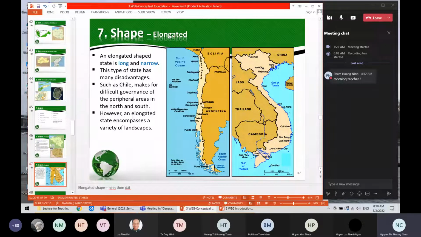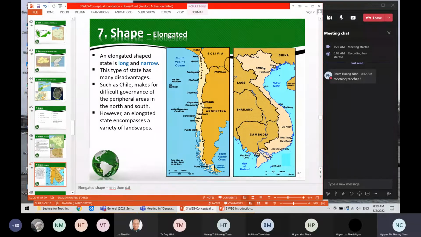Yeah, with elongate. The second shape is the elongate, and the characteristic of elongate is the state that is long and narrow. That's long and narrow. And Vietnam, you see, Vietnam is in the shape of elongate, long and narrow. Chile is too. Vietnam has the bigger part in the north, but in general we can see long and narrow.